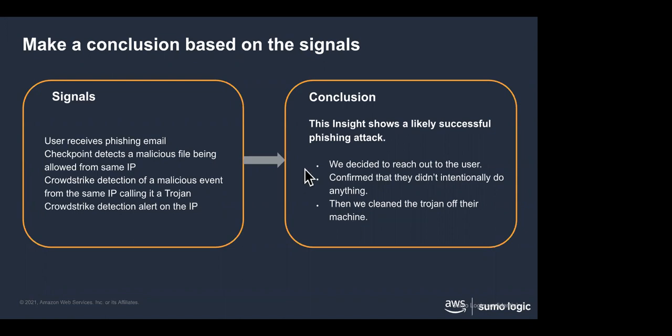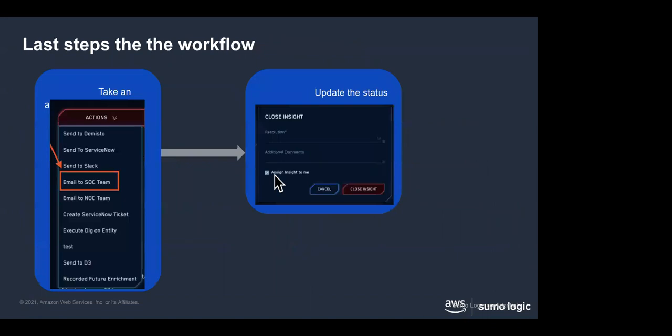And so we're going to clean the machine, take it off the internet, clean it, talk to the user and find out why they clicked on that email, all that fun stuff. So these conclusions are typically what you would write in your log. Now, after you do that, we would typically take what action we need to do, email the SOC team, send a ticket to our IT team, whatever you need to do. And then, of course, you would close the insight.